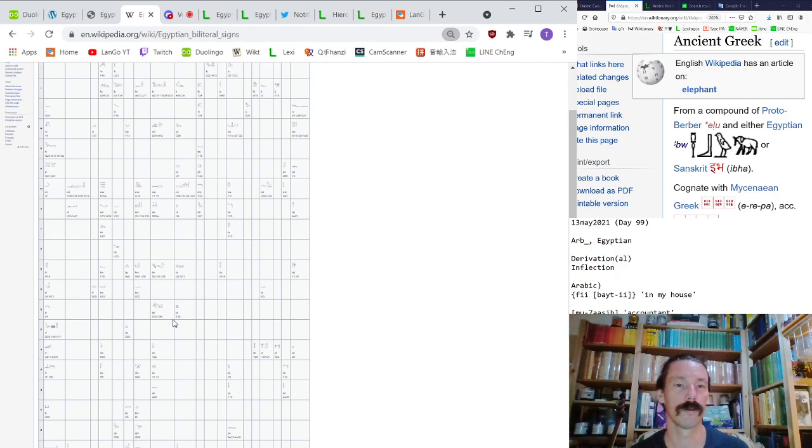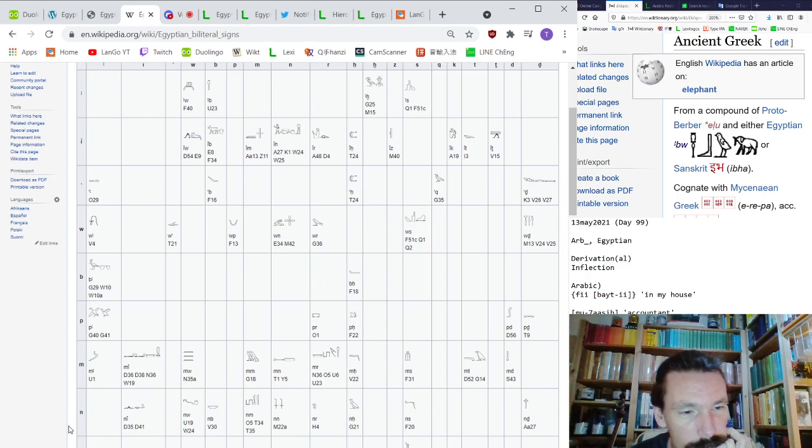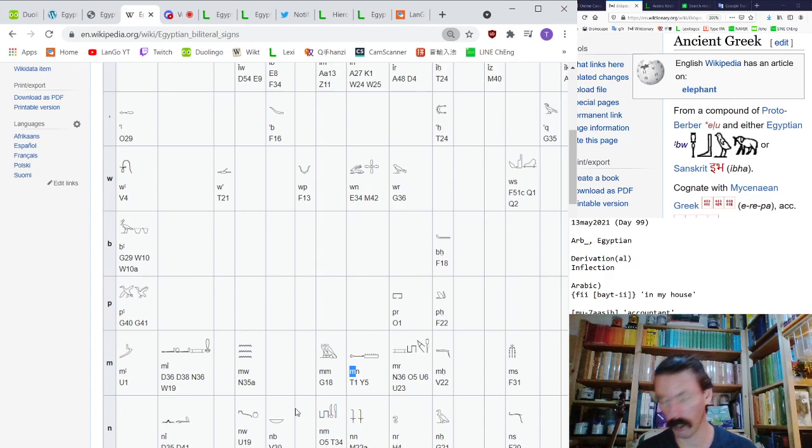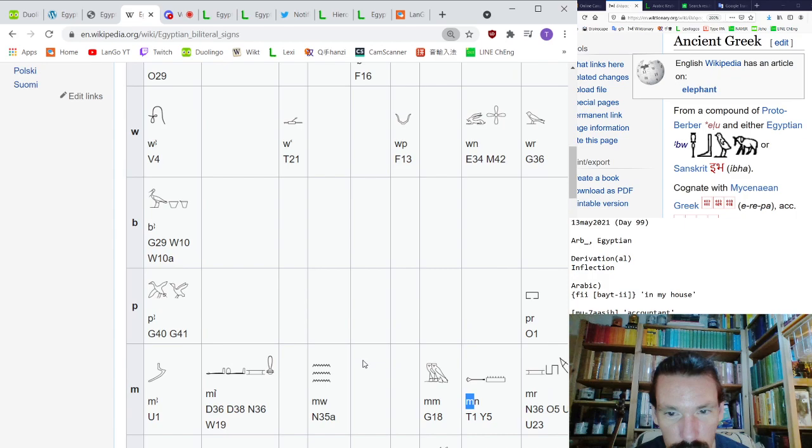So MN. Oh my goodness. This is a whole other level. Okay. All right. So, I see the grid. I'm in the M row and the N column. I'm going to zoom in toward that. Yeah. Sure enough. It has two signs. Oh, and it lists their Gardiner codes.